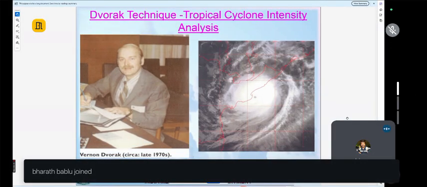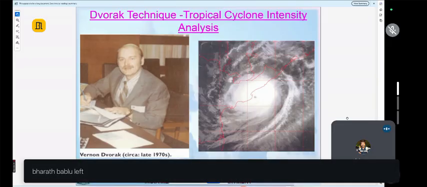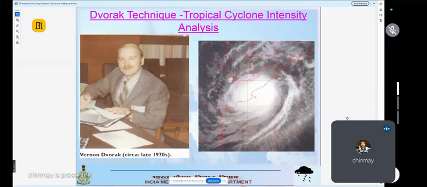Okay. On the left hand side, you can see the image of the scientist Vernon Dvorak. He passed away in 2023, just 2 years back, and he devised this technique in the 70s and 80s. So it is a roughly 50 year old technique.